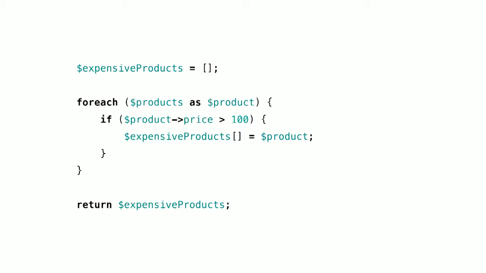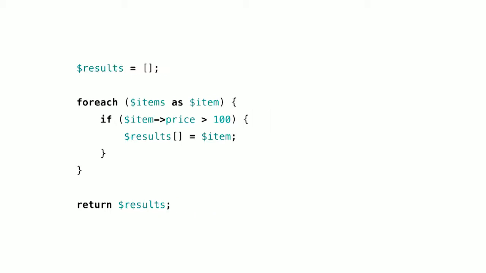Here's a similar one where maybe we're trying to build a list of expensive products. So if the product is more than $100, then we'll stick it into our result array that we're building. Otherwise, we won't. So again, if we generalize the names, in both cases, the only thing that's really different is this conditional, right? In one, we're checking if the product is out of stock, and in one, we're checking if the item's price is greater than 100.